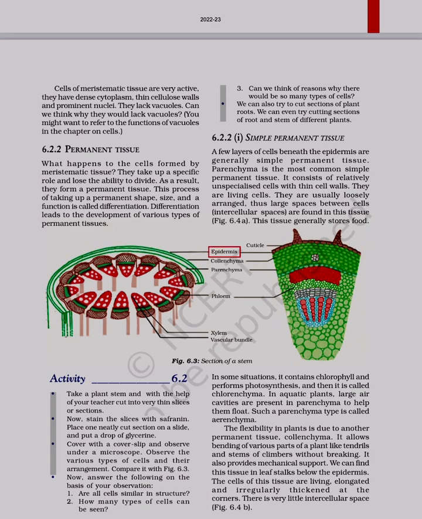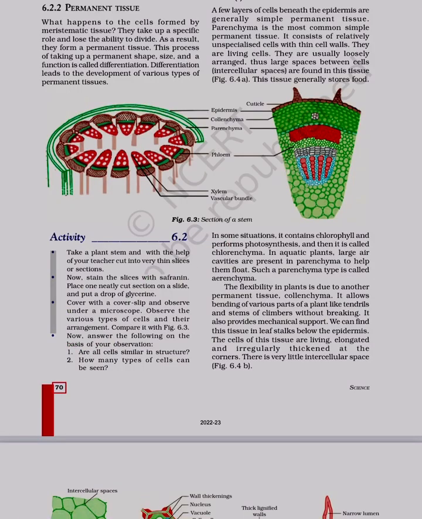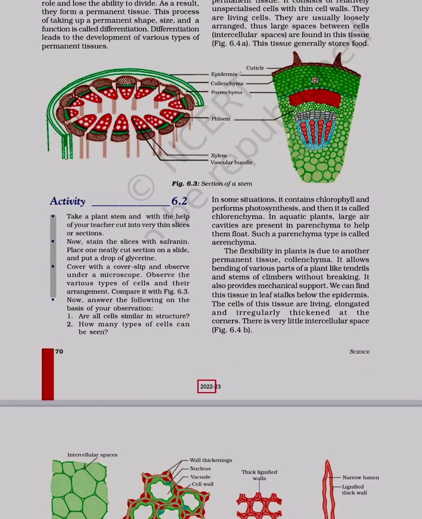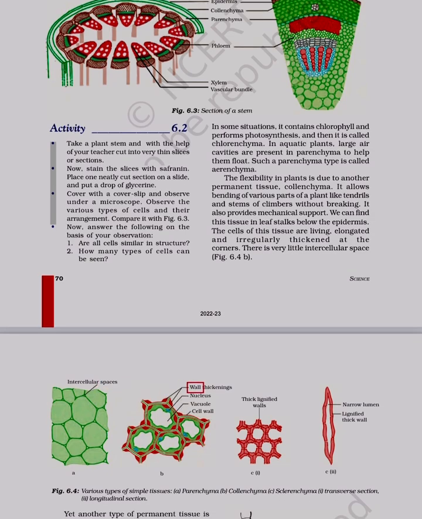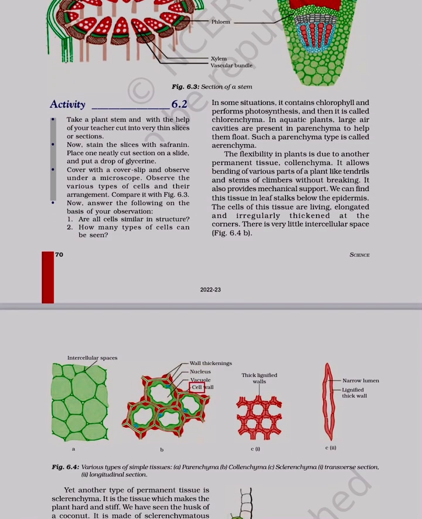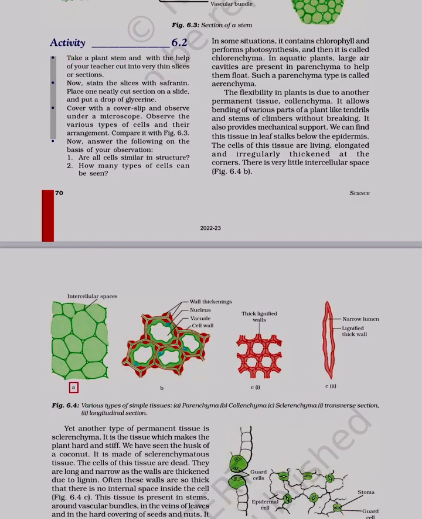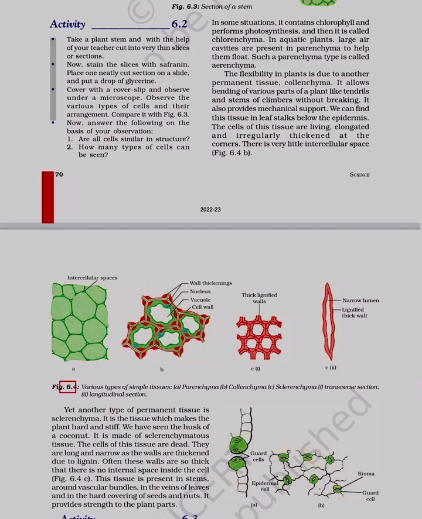Figure 6.3. Section of a stem, showing cuticle, epidermis, parenchyma, phloem, xylem and vascular bundle. Figure 6.4. Various types of simple tissues. A. Parenchyma. B. Collenchyma. C. Sclerenchyma. 1. Transverse section. 2. Longitudinal section, showing intercellular spaces, wall thickenings, nucleus, vacuole, cell wall, thick lignified walls and narrow lumen.